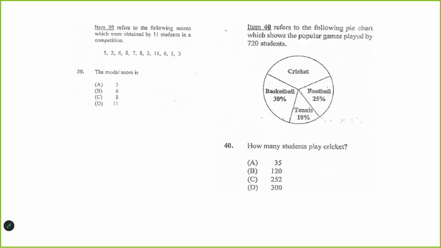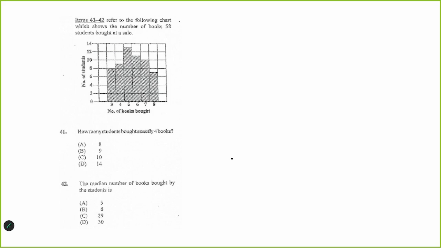Let's look at January 2019. Model score, which one are you seeing the most often? 3. This one here, this is 35%. How many students played cricket? This was 252, but you could say 35% of 720 and you would have gotten that answer. How many students bought 4 books exactly? 4 books is between 10 and 8, so it would be 9 students.